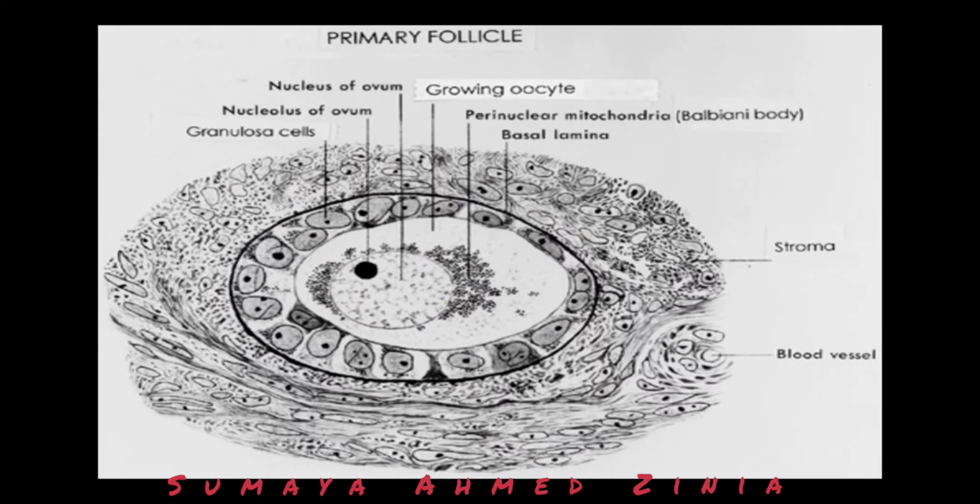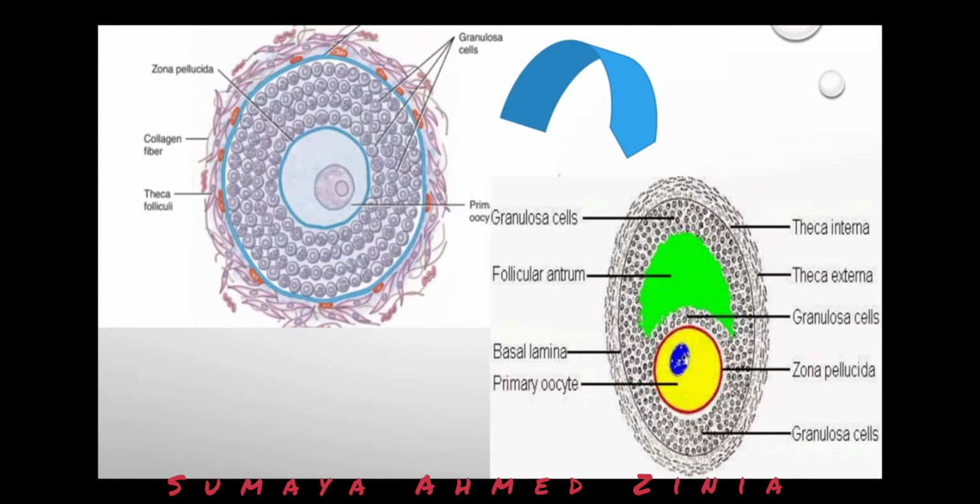A thick basal lamina appears outside the mass of follicular cells and marks the boundary between the avascular follicle and the surrounding stroma. The stroma cells of the ovary assemble around each follicle to form the theca folliculi, which subsequently differentiate into inner cellular and vascular theca interna and outer fibrous theca externa.